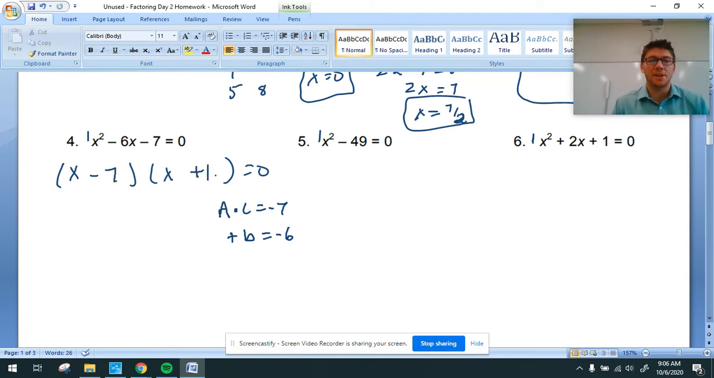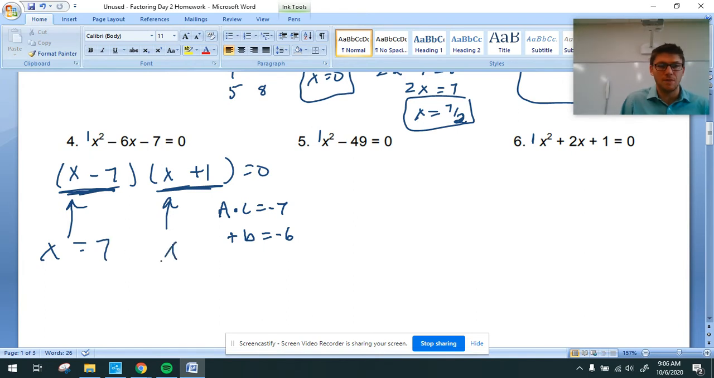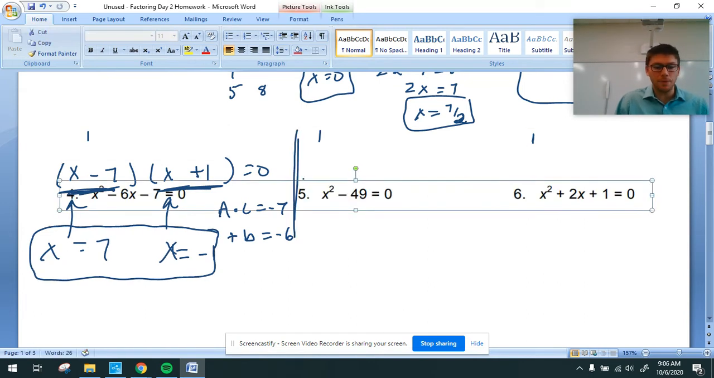If you leave it right there on a test, you are at a 2. Okay, thank you for factoring. Great job. But you did not solve anything. We need to solve it. So all we do is we look at this and say, okay, what two numbers make these equal to 0? My two answers are 7 and negative 1. Positive 7, negative 1.